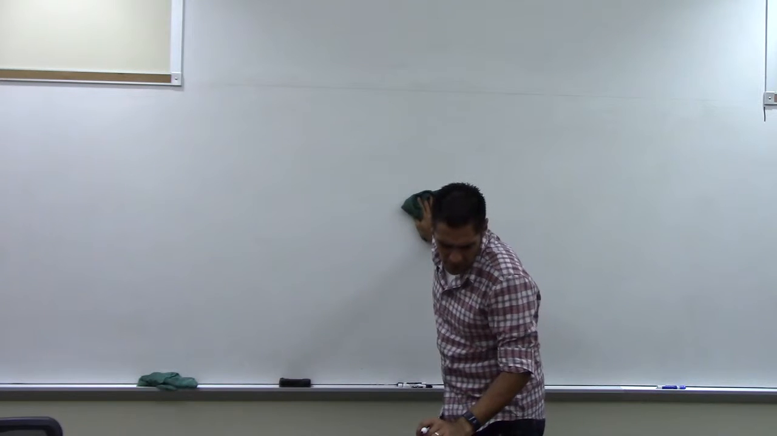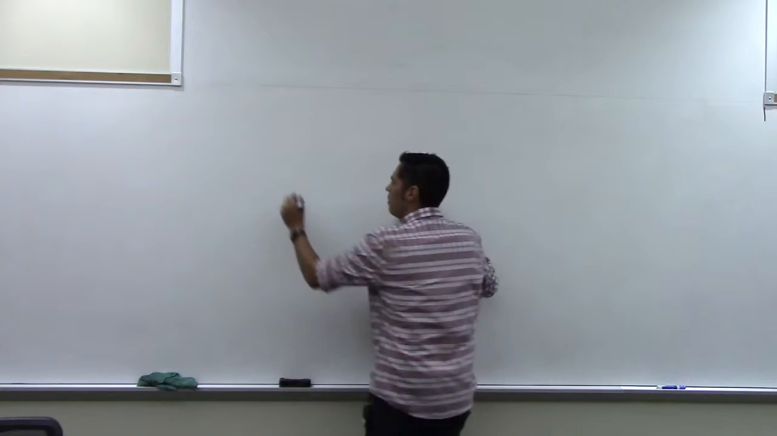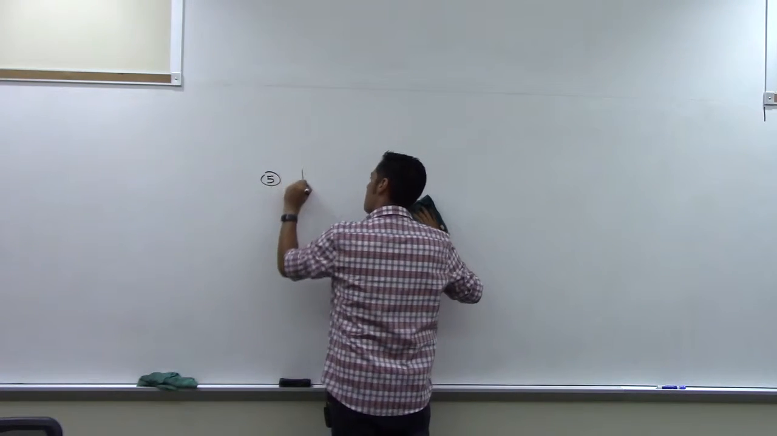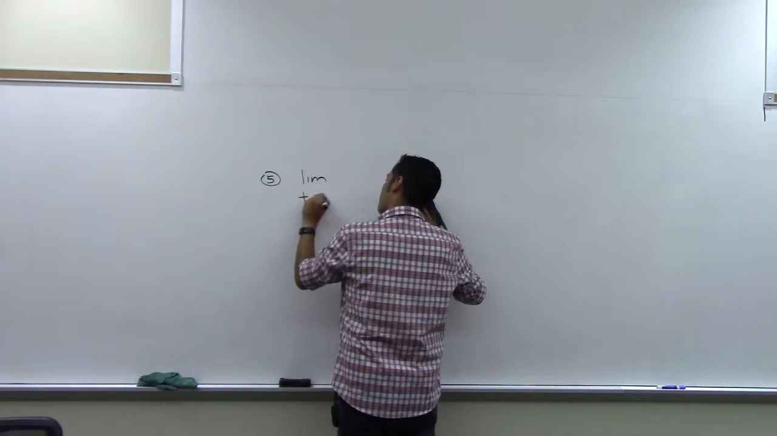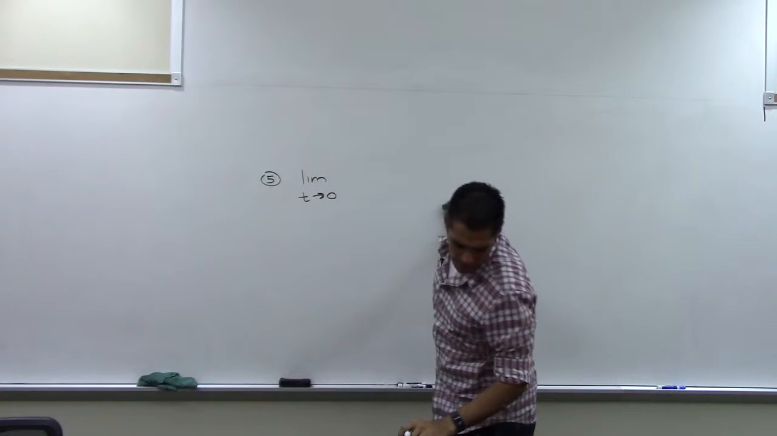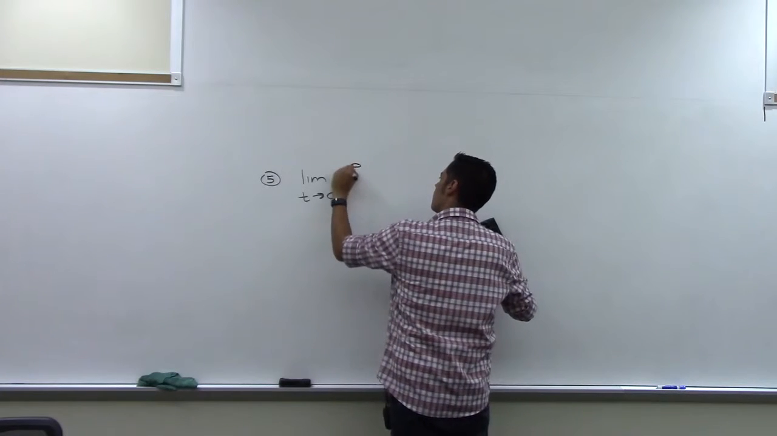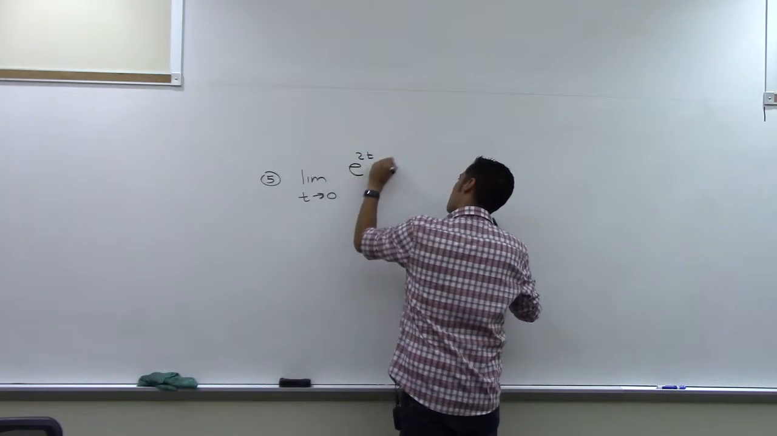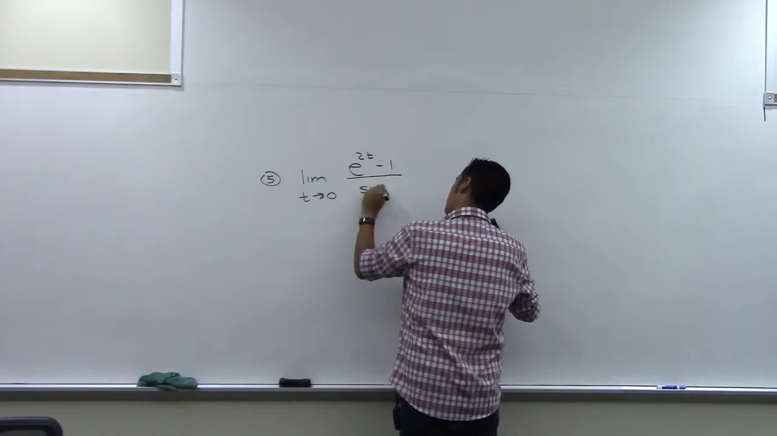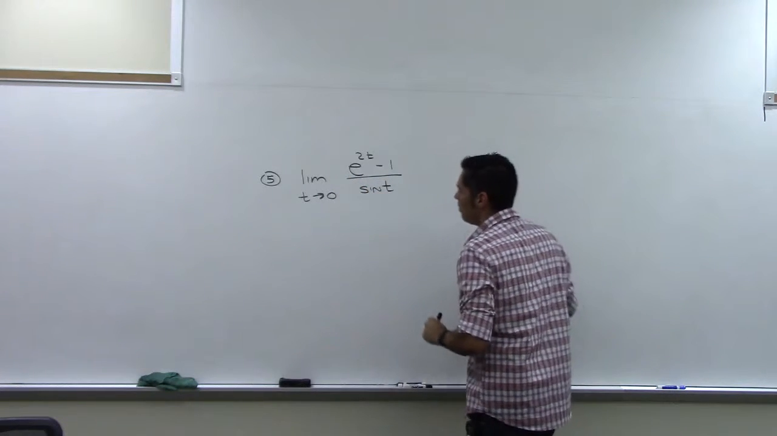All right, number 5, limit t goes to 0 of e to the 2t minus 1 over sine t. So let t go to 0.